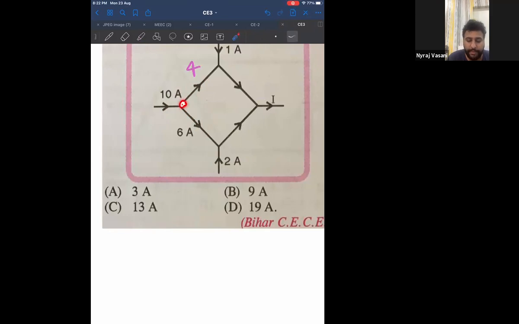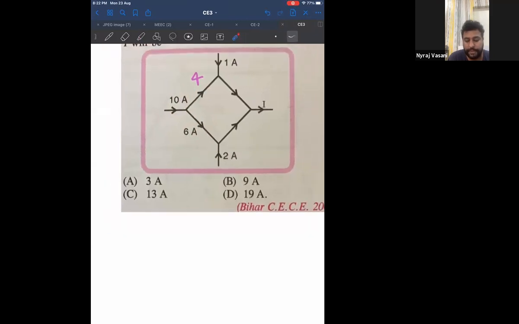Now, look at this node and tell me if KCL is satisfied. You only ask yourself whether KCL is satisfied. What is the total current entering? 10 ampere. What is the total current leaving? 10 ampere. Similarly, look at this. Tell me what is the total current entering? 4 plus 1, 5 ampere. Therefore, total current leaving also has to be 5 ampere.